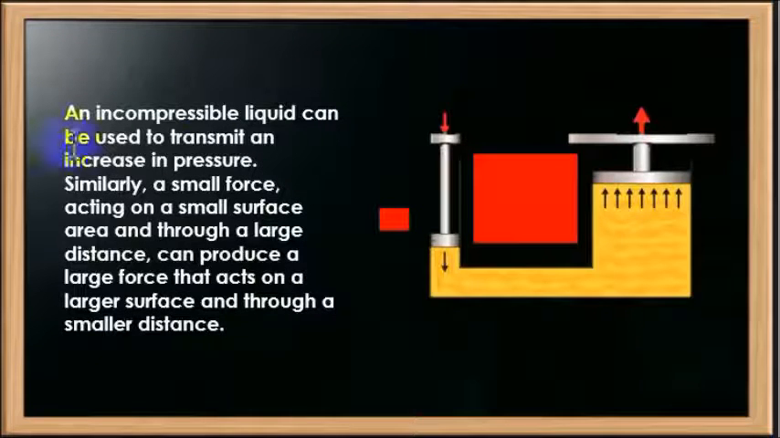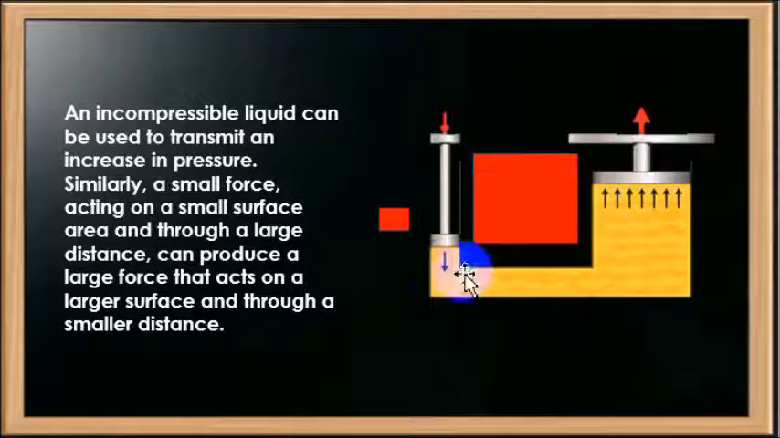An incompressible liquid can be used to transmit an increase in pressure. Similarly, a small force acting on a small surface and through a large distance can produce a large force that acts on a larger surface and through a smaller distance. Now, what does that mean?